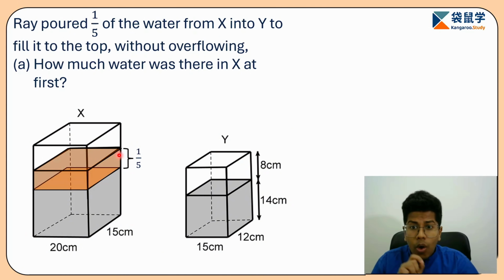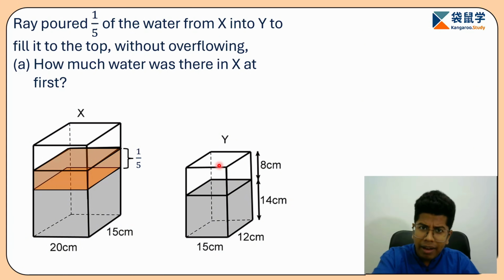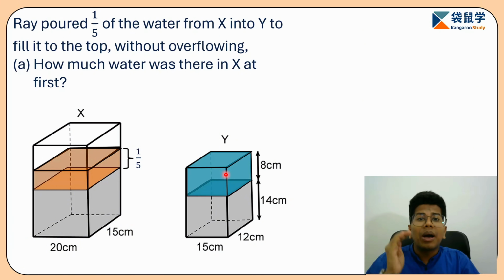But it says 1/5 is taken from here all the way to here. For Y, all the values are given if you observe. Length, width and height. But what happens when we put this 1/5 to Y? Yes, it becomes completely full. So this means I can compare the extra volume of water here in Y. Can I find out the volume in Y? Yes, this extra part we can find out, right?